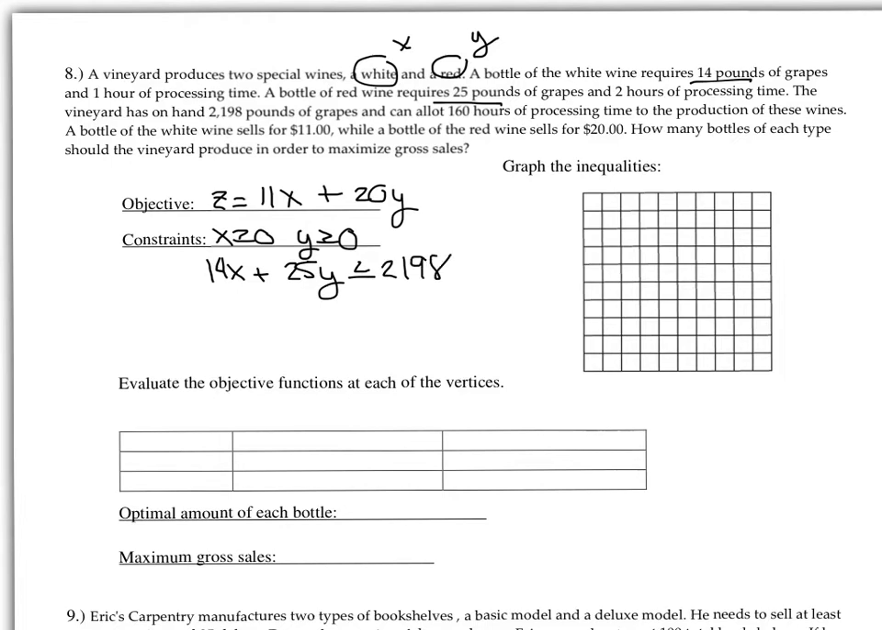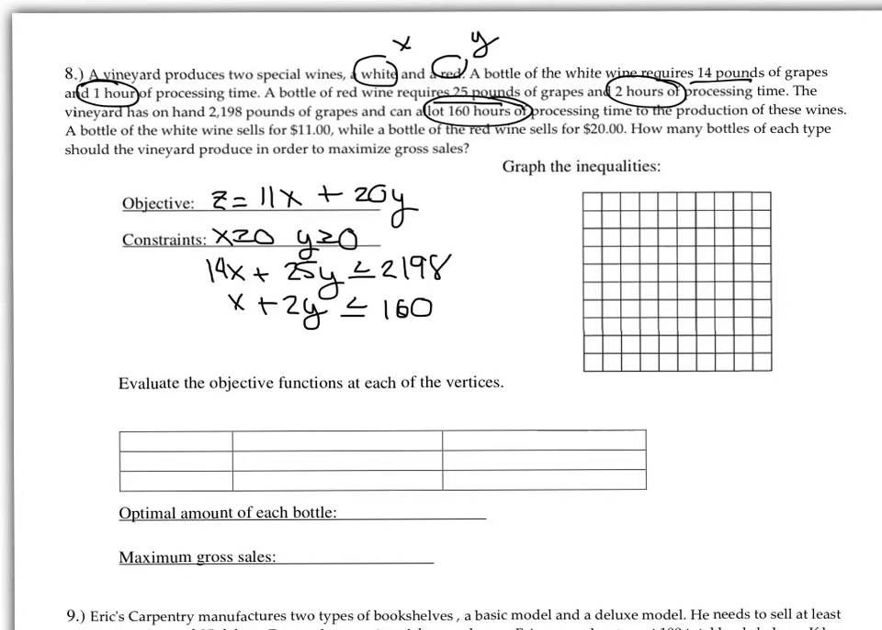Okay, and the next thing we're limited by is the hours. It says the white wine requires 1 hour of processing time, and the red wine requires 2 hours of processing time. And it says we can allot 160 hours of processing time, so we're not exceeding that. So we have x for the white plus 2y has to be less than or equal to 160 hours.